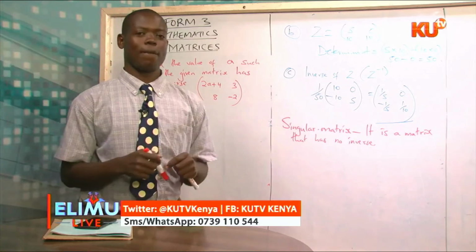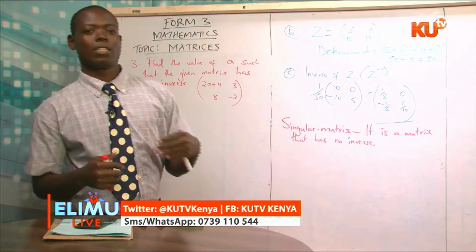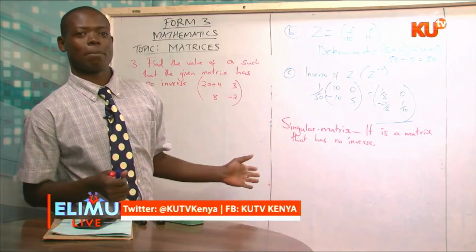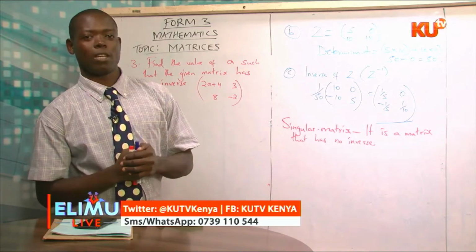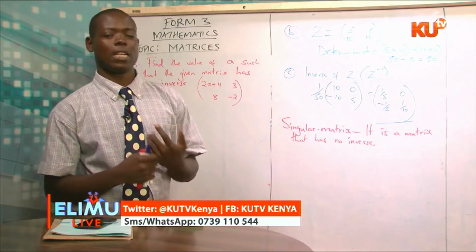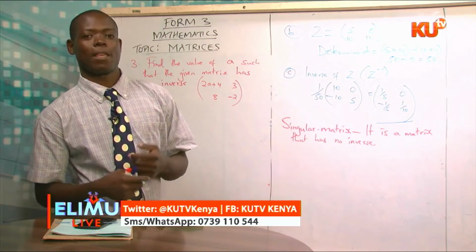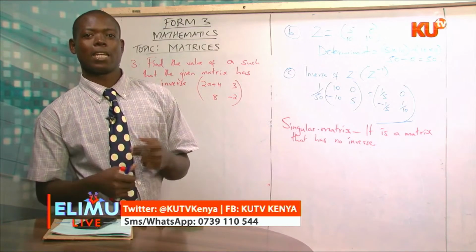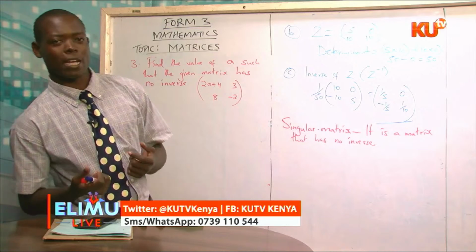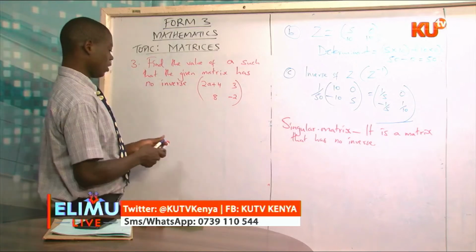Again, I'm repeating, they might not mention that it's a singular matrix, but rather say that the matrix has no inverse. Then remember, any matrix that has no inverse is a singular matrix. And therefore, if it's a singular matrix, the determinant is equal to 0. So we simply work it out this way.